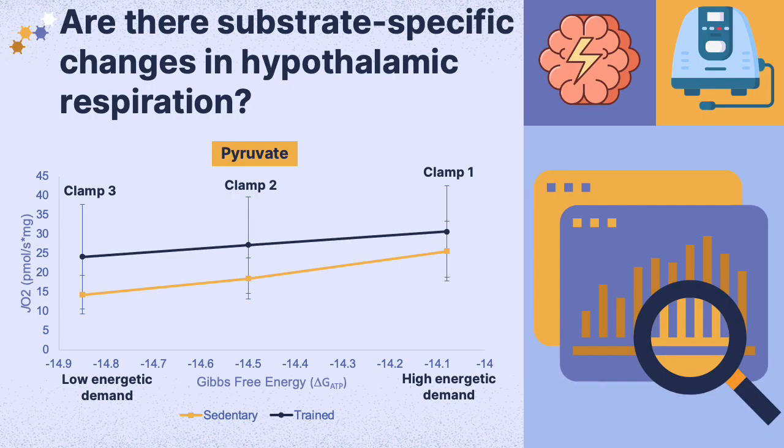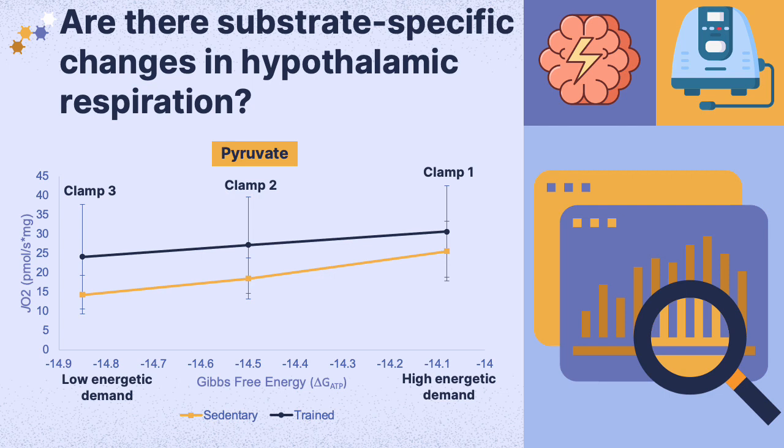I next wanted to investigate whether there were substrate-specific changes in respiration between my trained and sedentary animals in any of the brain regions. I started out with the hypothalamus first, and I did want to mention that I was limited in the amount of tissue I had for the hypothalamus, and therefore was only able to look at pyruvate. So the way I was able to evaluate substrate-specific changes in respiration was using a CK clamp.